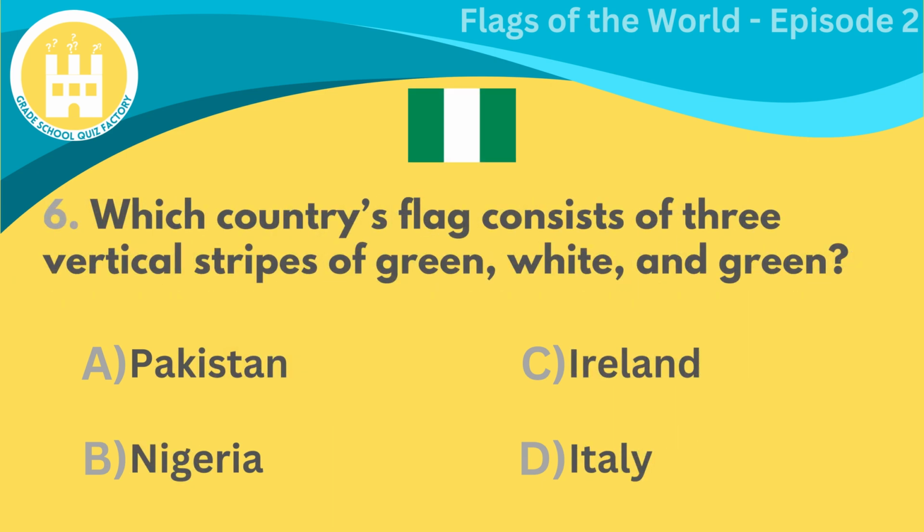Next, which country's flag consists of 3 vertical stripes of green, white, and green? The answer is letter B, Nigeria.